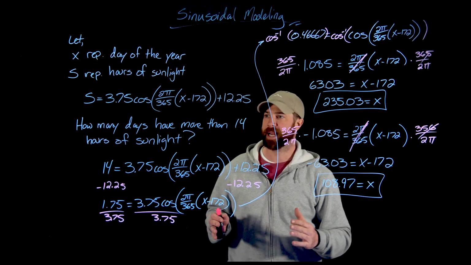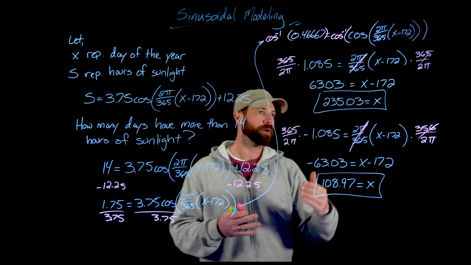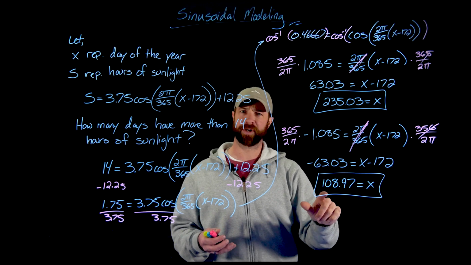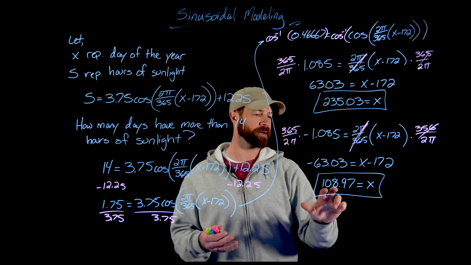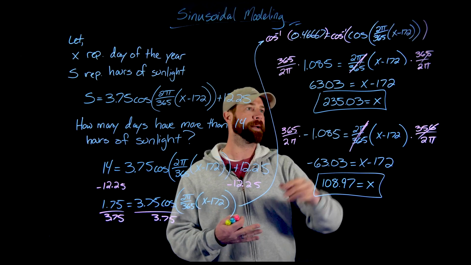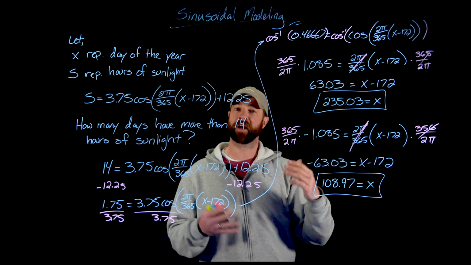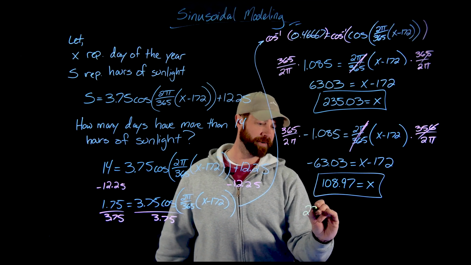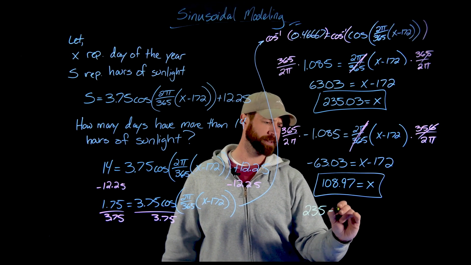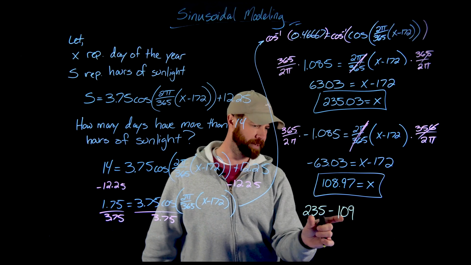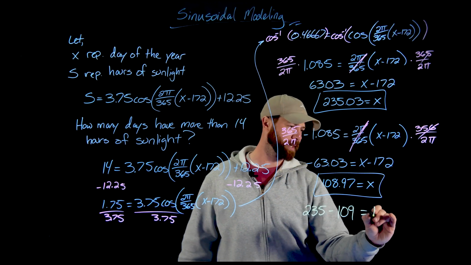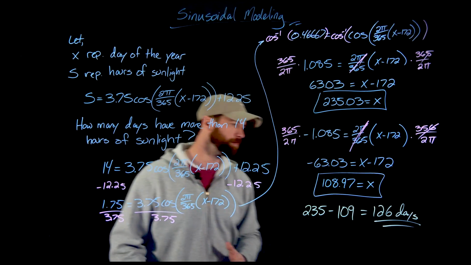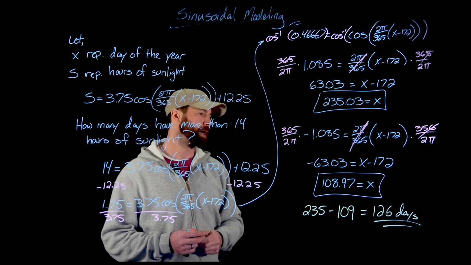The big question I want to answer is how many days of sunlight? Well, it's the number of days between here. So at day, let's say 109, let's just round that, at day 109, I have 14 hours of sunlight. At day 235, I have 14 hours of sunlight. So if we take day 235, and we subtract day 109, again, we're estimating this gap right here, we get 126 days with 14 or more hours of sunlight.